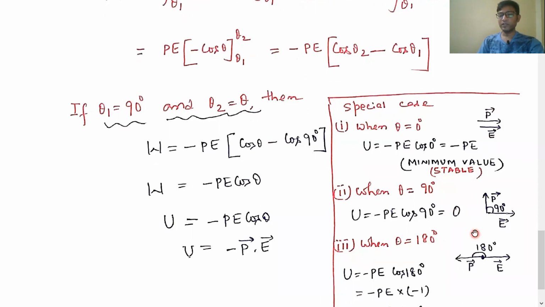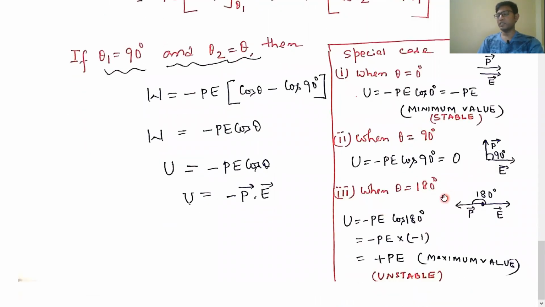Next, the third case is when theta is equal to 180 degree. When theta is equal to 180 degree, the electric field will act towards the right and the dipole moment will act towards the left, and there will be an angle of 180 degree between them. Putting all these values in the expression, we will get minus P E into minus 1, and here we are getting a positive value. Definitely it will be the maximum value of the potential energy stored in an electric dipole.